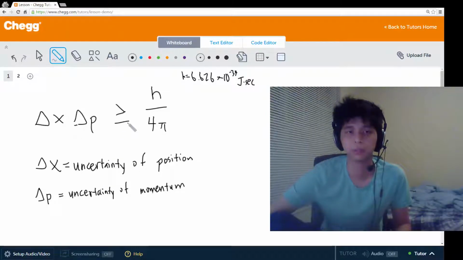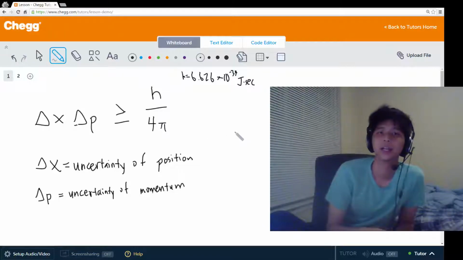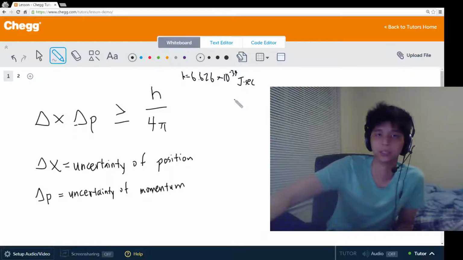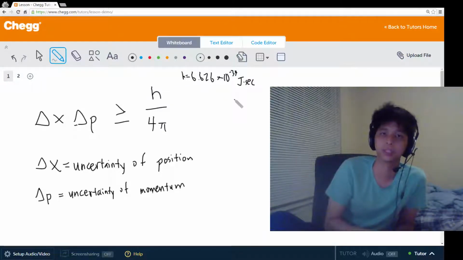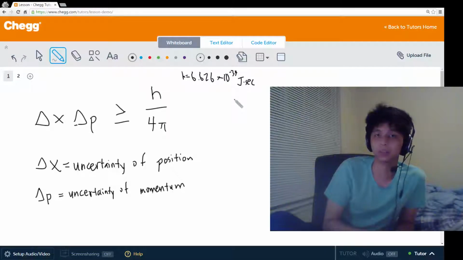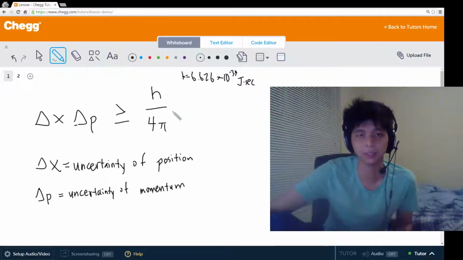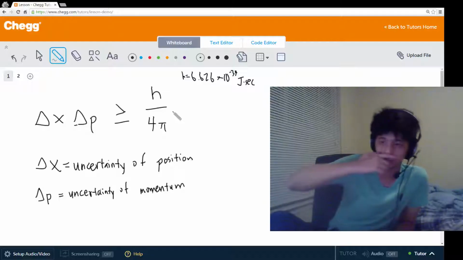The product of these two is greater than or equal to h over 4 pi, where h is Planck's constant, which as a reminder is 6.626 times 10 to the negative 34 joules times seconds, and 4 pi is 4 pi. So a few things to notice about this equation. The first thing is that on this side we have a constant, Planck's constant, over another constant. So the right side is always a constant.